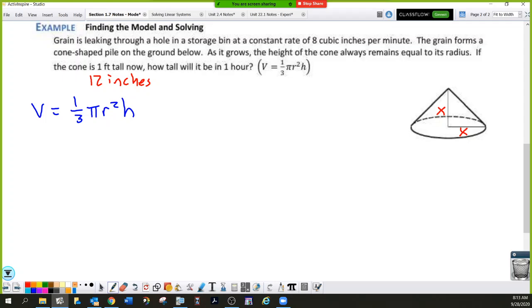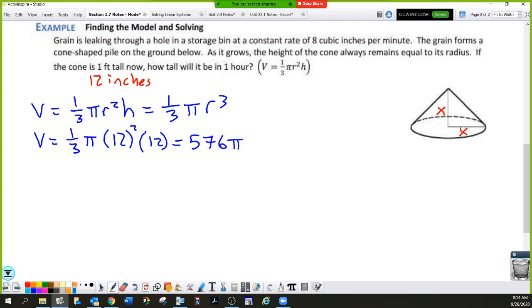So right now, when our cone is 1 foot or 12 inches tall, our volume is 1/3 pi, the radius 12 squared, and the height is always equal to the radius, so it's 12 again. Wouldn't it be easier, because the height and the radius are the same thing, to make it volume equals 1/3 pi r cubed? Yep, because it's the exact same thing. The way that we've done it, it's actually 1/3 pi x cubed, right? So this is going to give you, when you type it on a calculator, 576 pi.